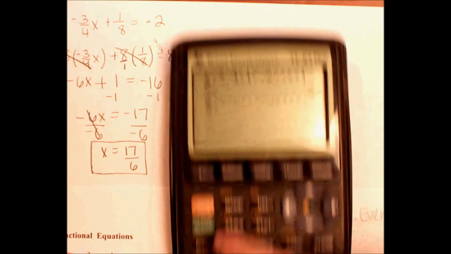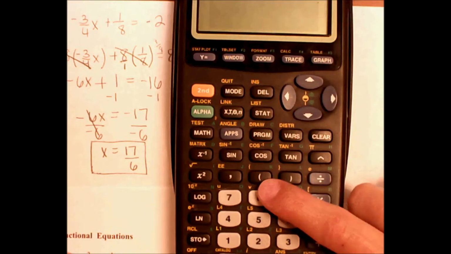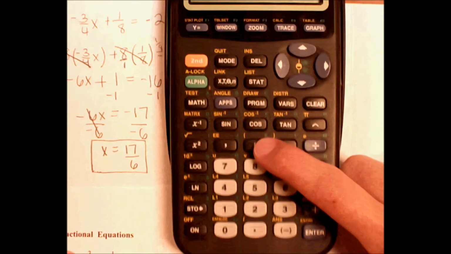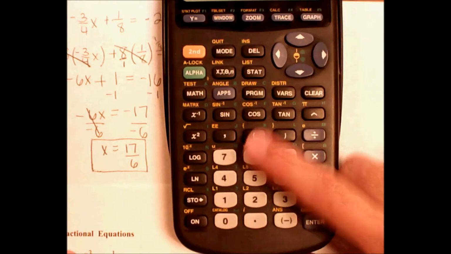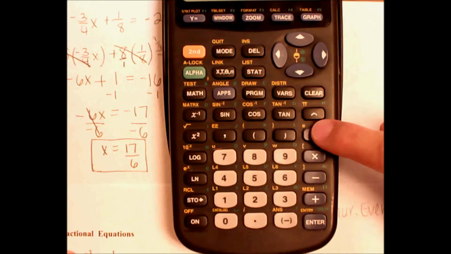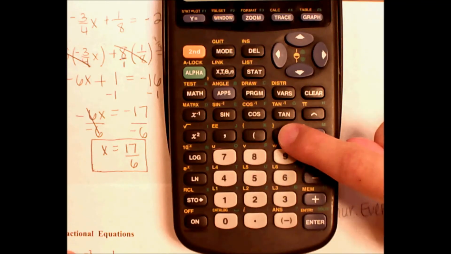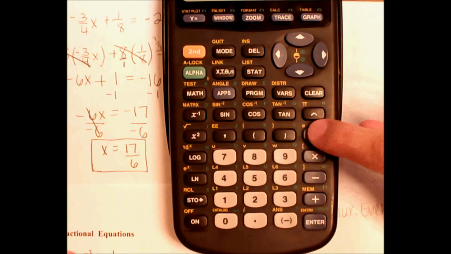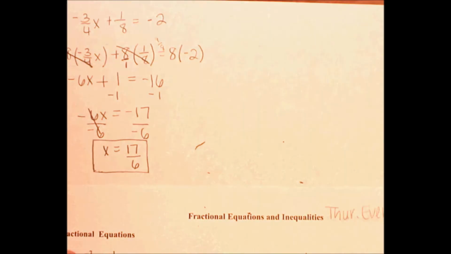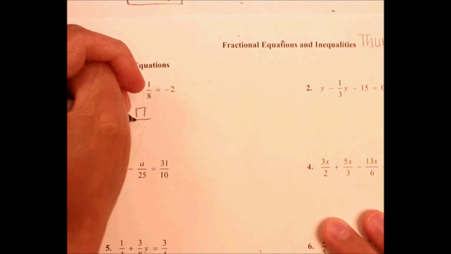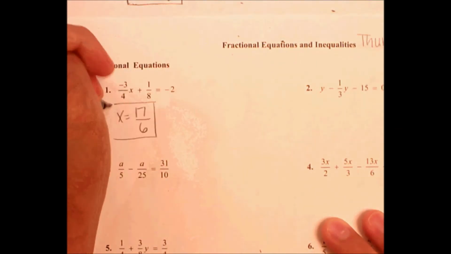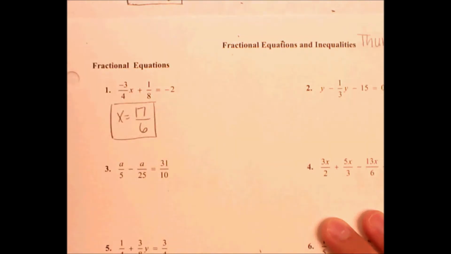Now remember, when you're doing fractions, let's say I want to enter 1/2. You would open parentheses, 1 divided by 2, close parentheses. When you're looking for that division sign, 1/2, that's a division sign in between. All right, so for number 1 on our paper, we have x equals 17/6. Let's go to number 2.